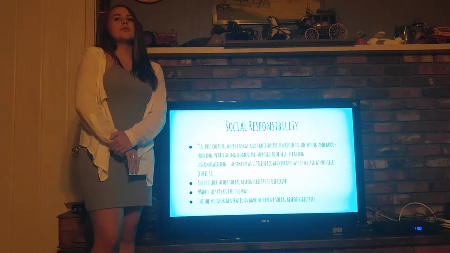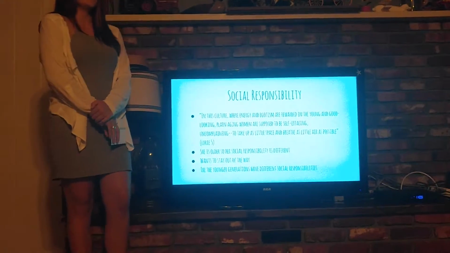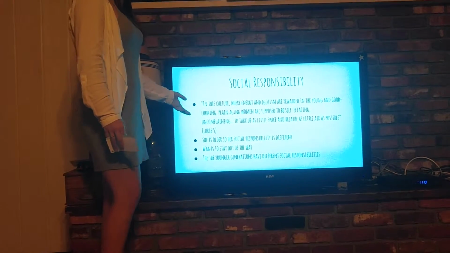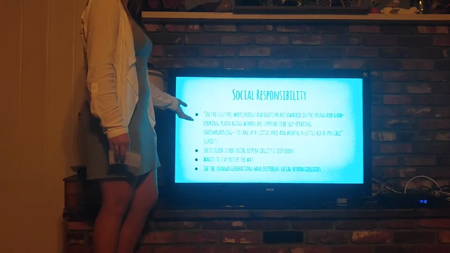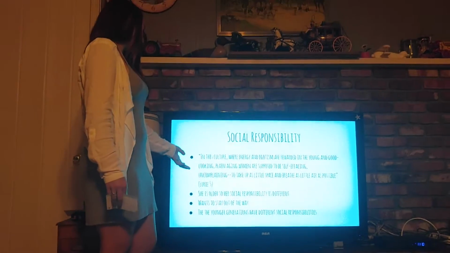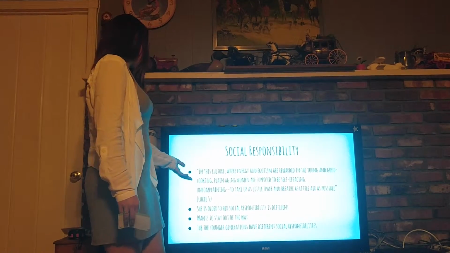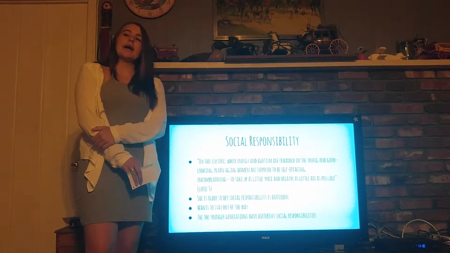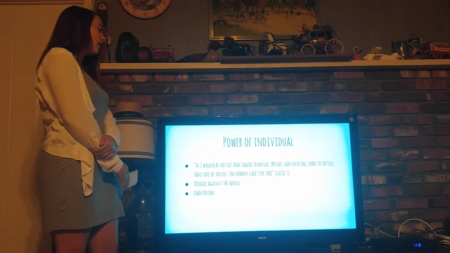It is the cultural norm for people to feel the weight of social responsibility, and social responsibility is a little bit different for everyone. "In this culture, where energy and egotism are rewarded in the young and good-looking, plain aging women are supposed to be self-effacing, uncomplaining, to take up as little space and breathe as little air as possible." This shows that Vinnie understands she has to step back and allow the younger generations to take charge.